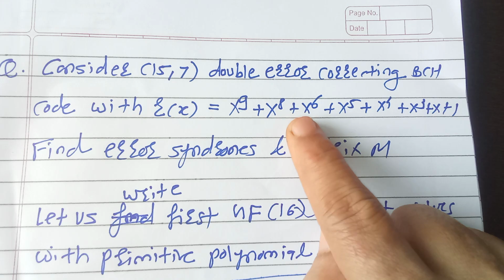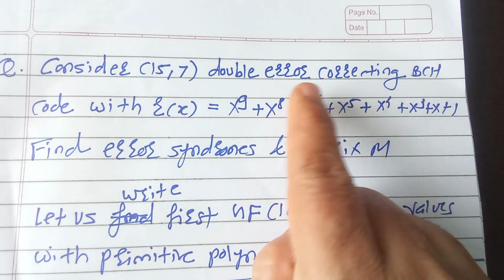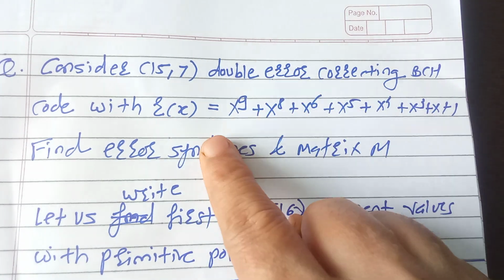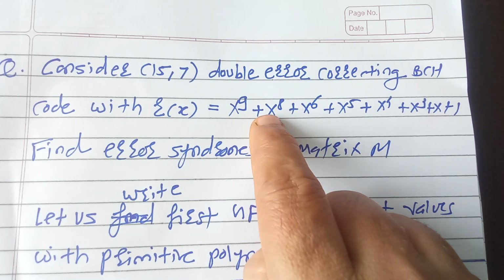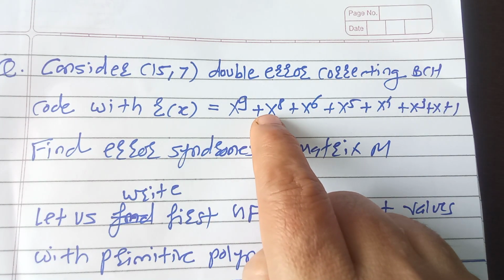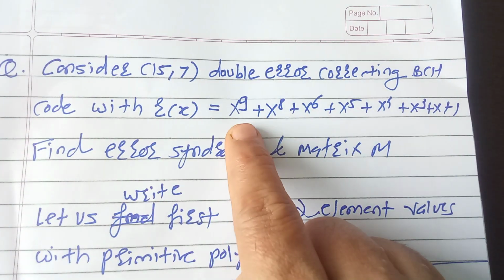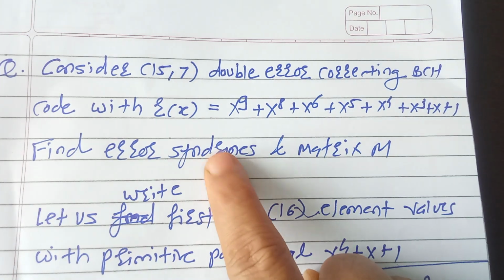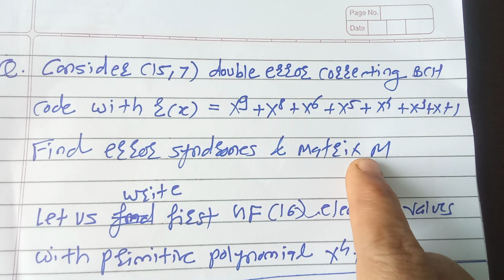You should know that although the capacity is double error correcting, it does not mean that Rx will have two errors. It can have one error also. Here the errors are two, which is mentioned in the problem. Here I have not written that. So it is 2. Find the error syndromes and matrix M. The first step in BCH decoding is to find the error syndromes and matrix M.